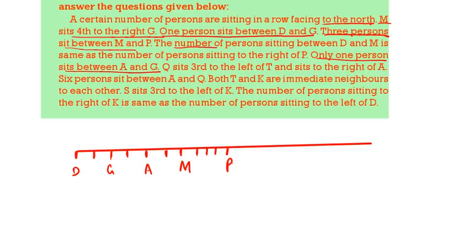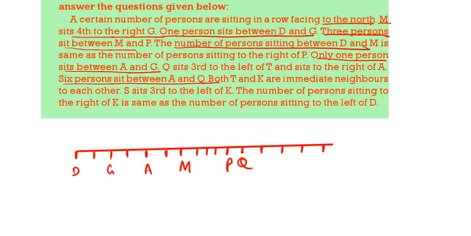The number of persons between D and M: 1, 2, 3, 4, 5. 5 are there. To the right of P also there should be 5 persons: 1, 2, 3, 4, 5. Then see the next thing. 6 persons are there between A and Q. After A, 1, 2, 3, 4, 5, 6. After that you will get Q.